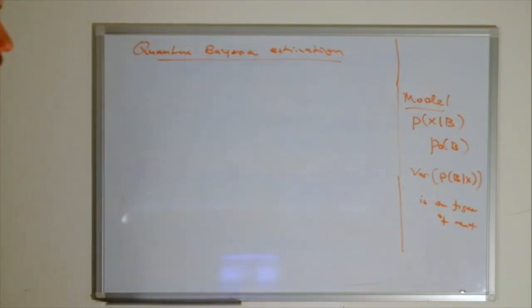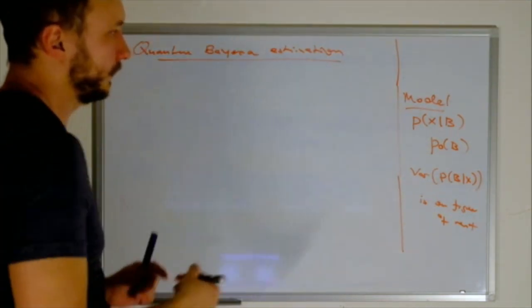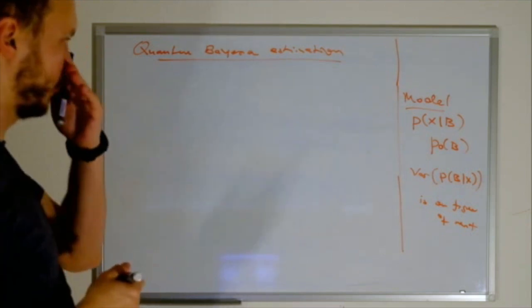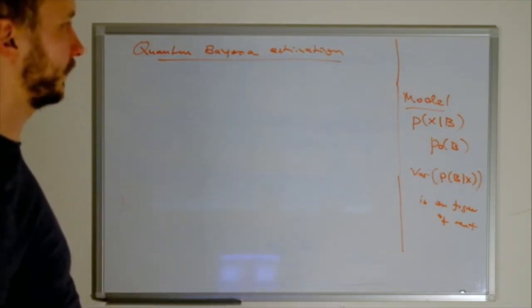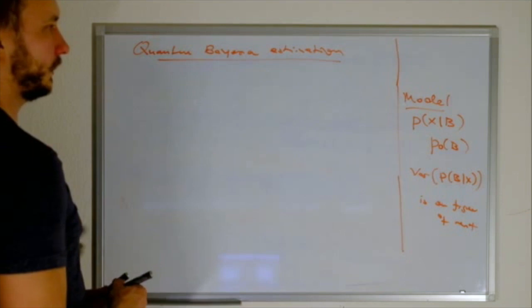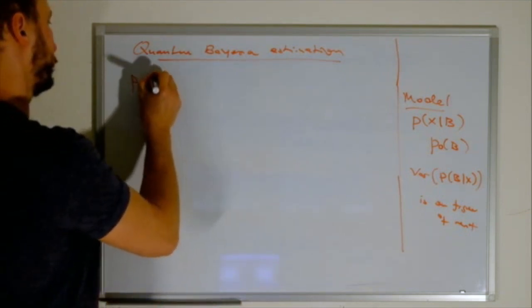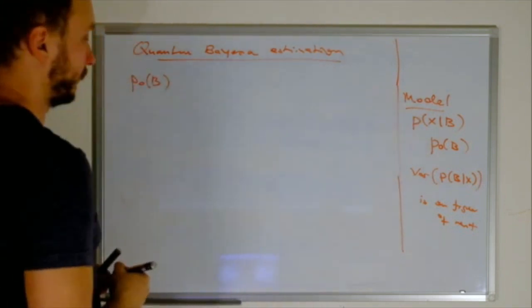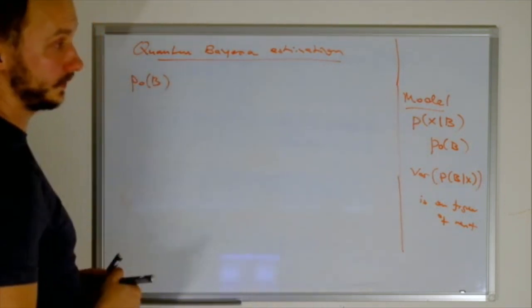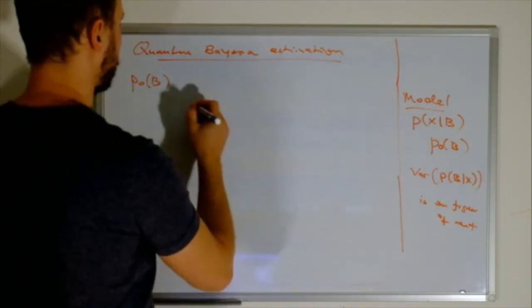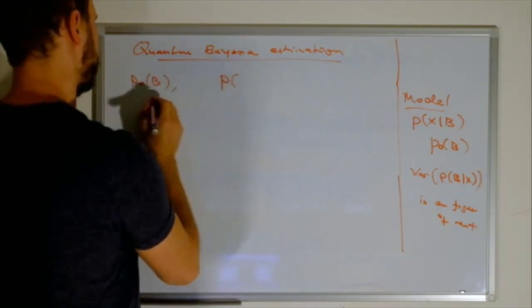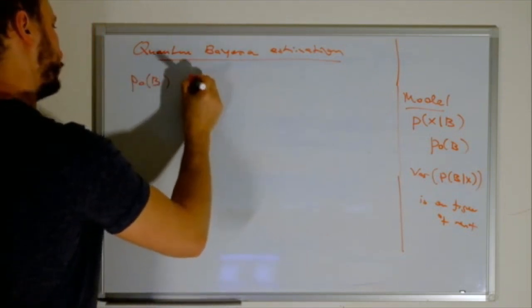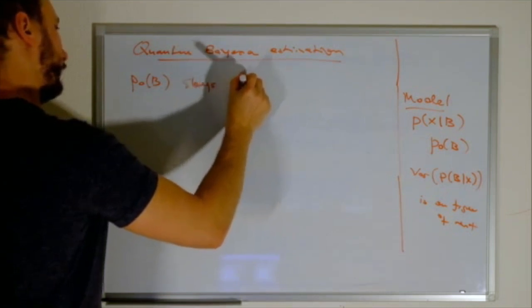So what is different in quantum estimation? Well, the prior is the same. The prior has nothing quantum. It's really just our belief in the values the parameter can take. So P0 of B isn't changed. Now, of course, the parametric model becomes different because it becomes quantum.